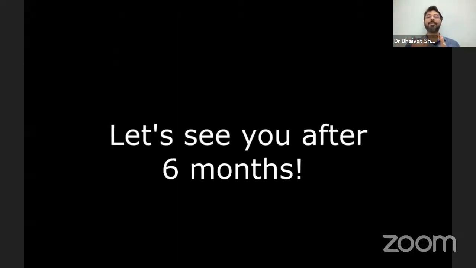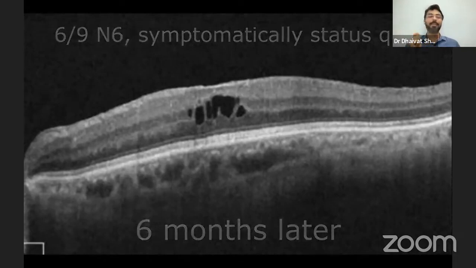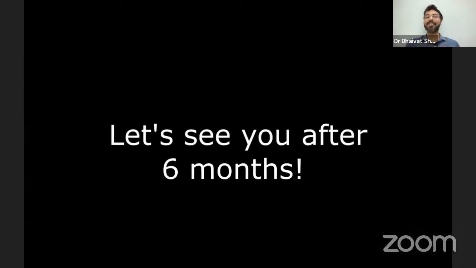So again, I asked him to see me back after 3 to 4 months, and he came after 6 months. Again, the schisis has increased a little, but more importantly, he is absolutely symptomatically free. He does not have any symptom at all. And the outer retina is intact, the ERM is the same. So again, I advised an observation.